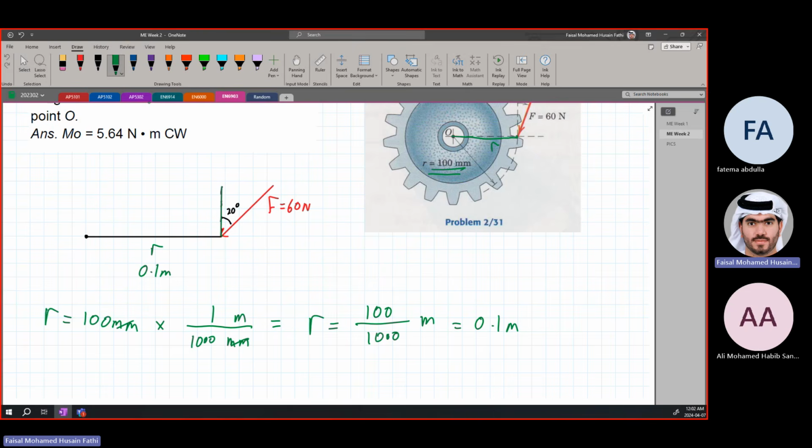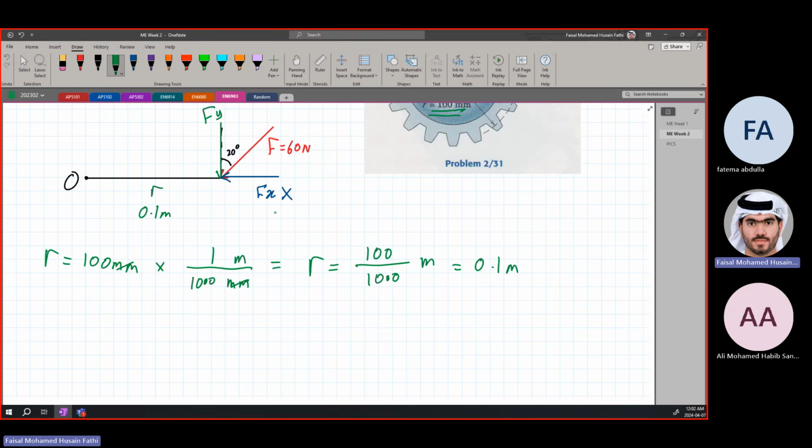We're going to have a component this way, and a component that is going like this. Fx does not matter. We're not going to look at it because it's on the same line as O. This is O, and we have Fy, which is perpendicular. So we need to find Fy.